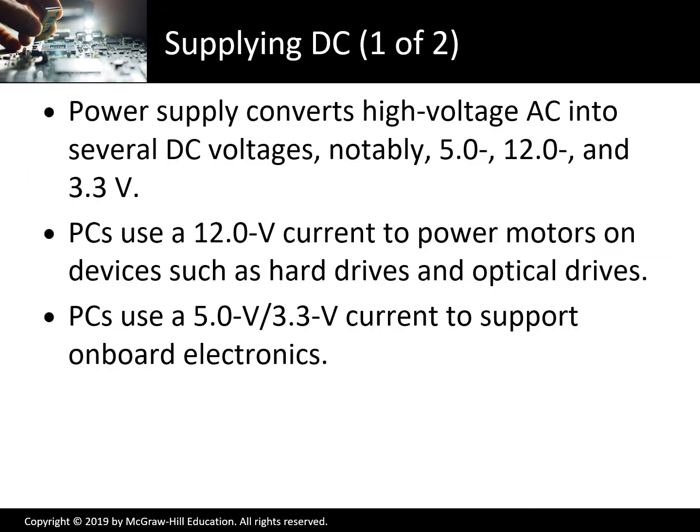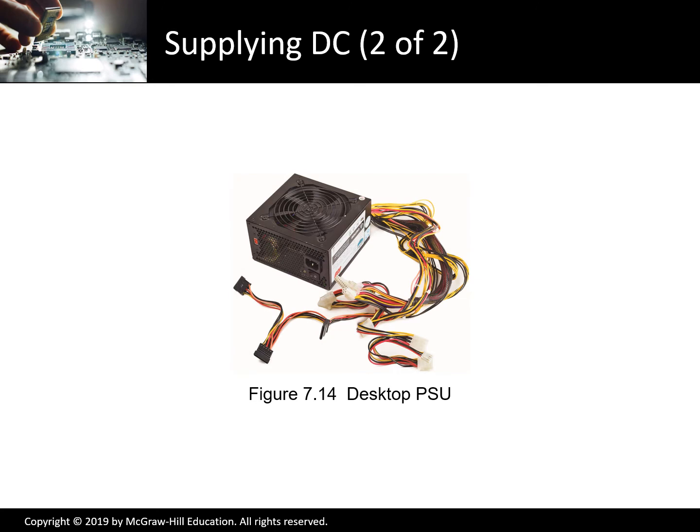The power supply converts 110 volt AC current to 5, 12, and 3.3 volts. The PCs use 12 volts for motors on hard drives and optical drives, and they use 5 volts to support the onboard electronics. Usually this will be through a Molex or SATA, and then we'll have a plug-in directly to the motherboard, 20 or 24 pins, and then another one at 4, 6, or 8 pins. So here's a typical power supply. Notice it's got all kinds of things coming out of it. We'll go into those in detail.